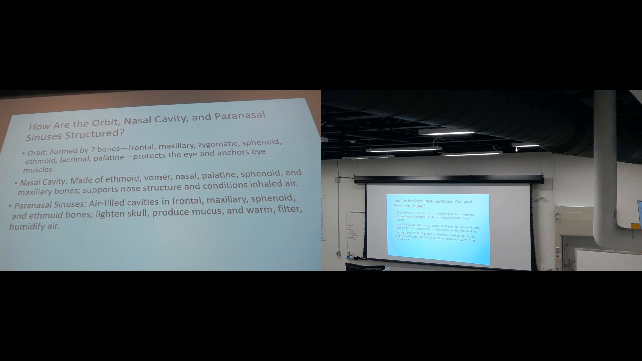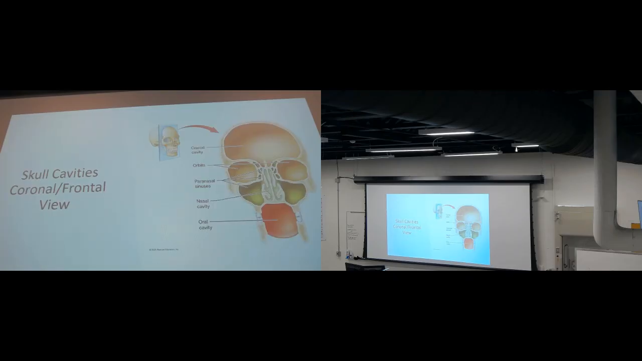And then the paranasal sinuses, again, are air-filled cavities in the following bones: frontal, maxillary, sphenoid, and ethmoid. And those are the functions of these paranasal sinuses. So here is the view of the different cavities that we have in the cephalic area. Here is the oral cavity made by the maxillary, palatine bone, and the maxilla. So this is the mouth, basically.